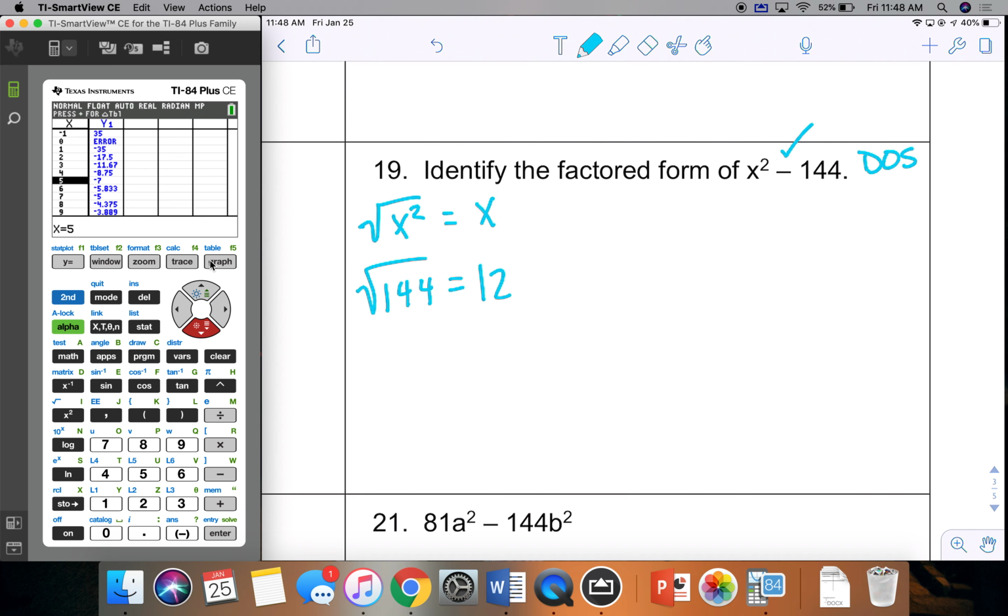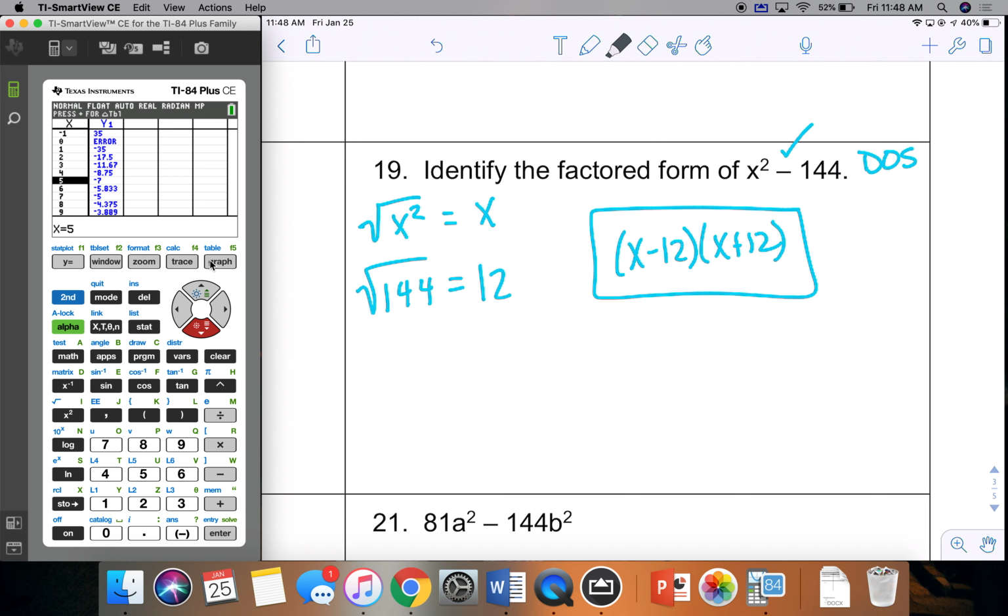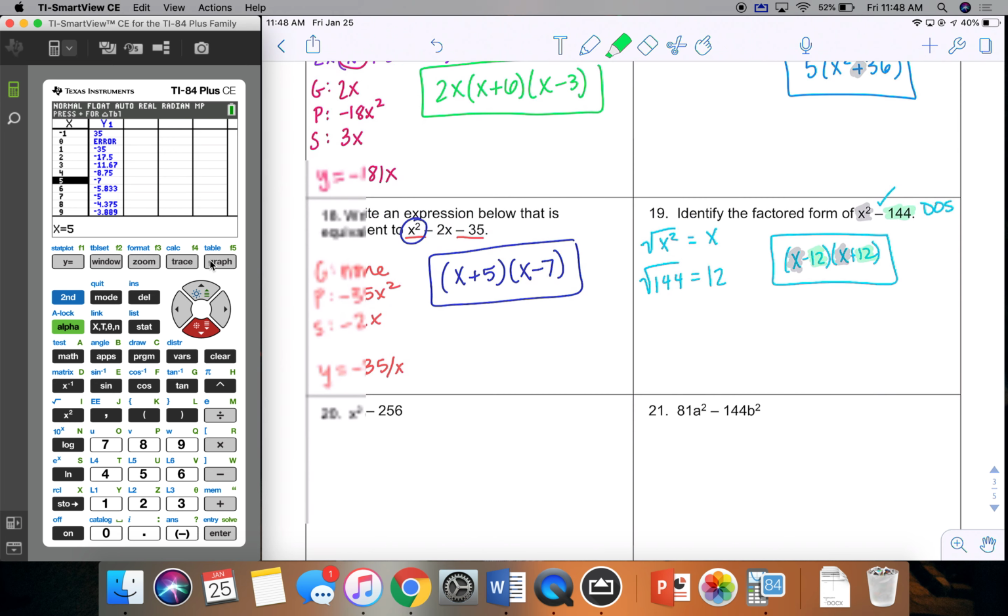So I follow my difference of squares formula, where one is negative and one is positive. Remember, the order matters, so because x squared came first, the square root of x squared goes in my answer first, and then the square root of 144 will go after the signs.